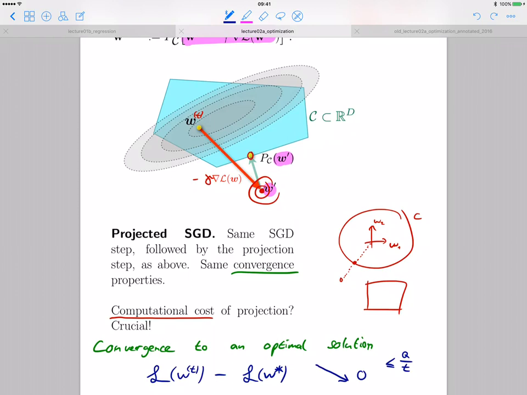Is there a better method for solving the constrained optimization problem than projected gradient descent? Or is it the best? What's the best rate? Unfortunately, in this course we cannot discuss the rates in detail. Something over t is one possible rate.